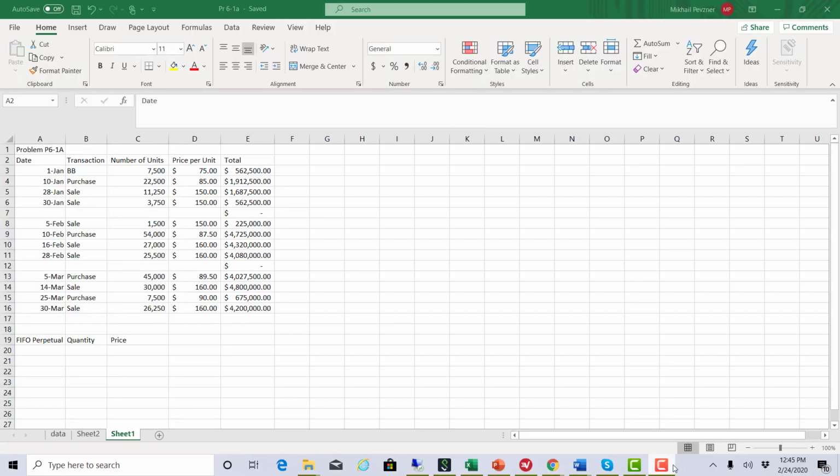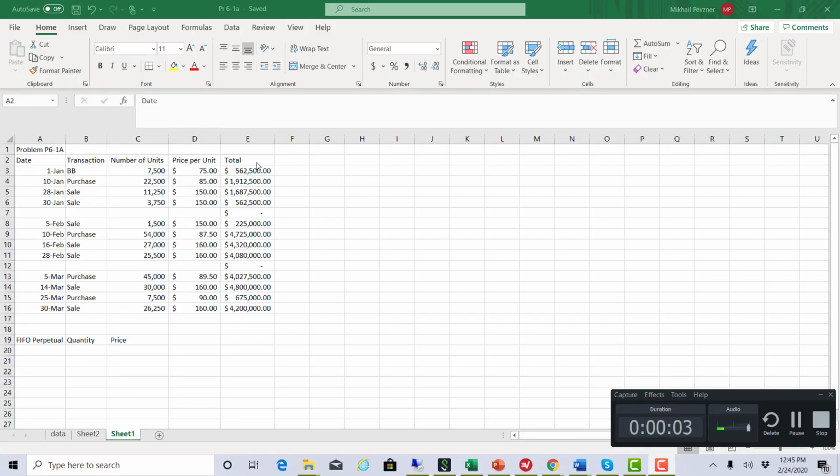Hello, and this is problem 56-1A, asking us to recalculate cost of goods sold and ending inventory using FIFO, first in, first out. We're going to apply the perpetual system of inventory. Here I have the information on various purchases and sales and the price per unit.